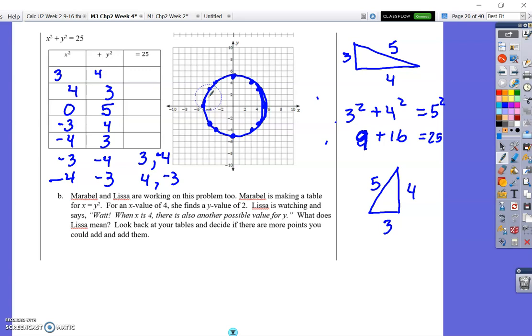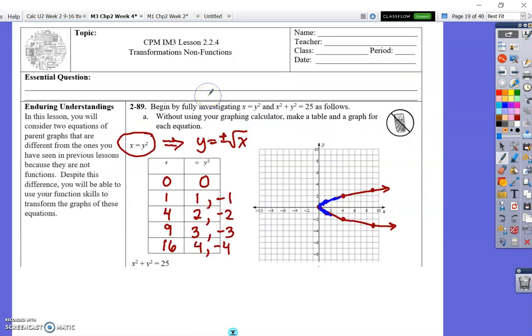And so with that in mind, I just want you to think about these and what you could do. What's happening with this particular problem is this is a circle with a radius of 3. And we have a bunch of stuff going on. And then we have our parabola. So these are two non-functions.